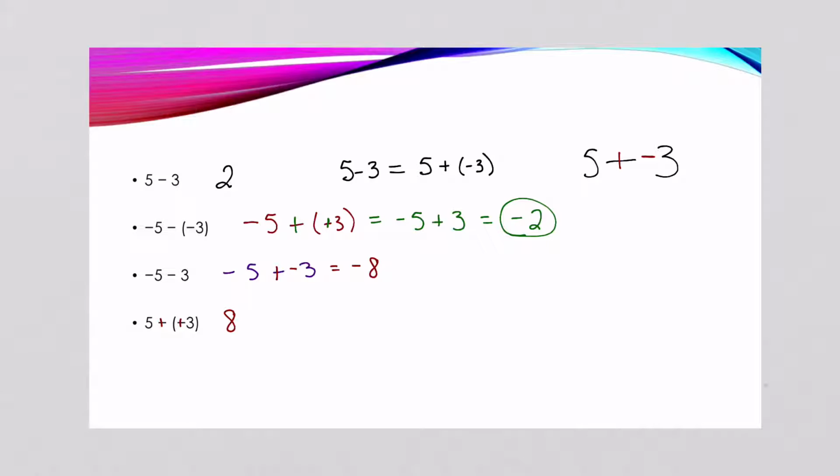So in every single one of these problems, they have different answers. 5 minus 3 is 2. Negative 5 minus negative 3 is negative 2. Negative 5 minus 3 is negative 8. And 5 minus negative 3 is positive 8.